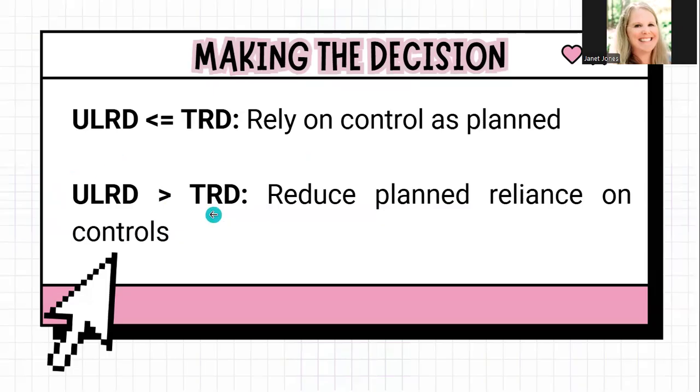That's much greater than the 2% that I said was tolerable. So I'm going to have to reduce my planned reliance on controls. So remember, the whole purpose of doing a control test is to say, can I rely on them? What does my substantive test need to be? How big does that net of testing, or nature, extent, and timing of testing, need to be? So if my upper limit rate of deviation is greater than what I thought was okay, then I'm going to have to reduce that planned reliance on controls and extend my substantive procedures.